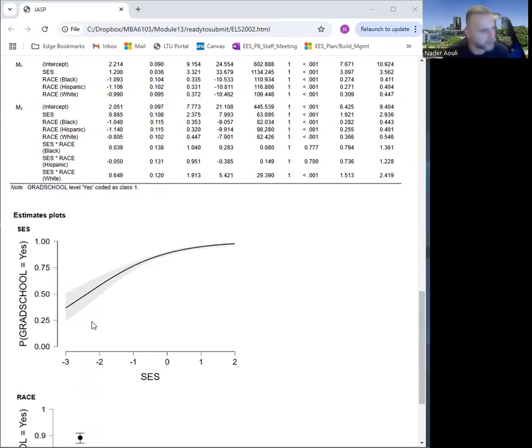Looking at the estimated plots, you can see the plot there. The x-axis is SAS, and the y-axis is graduate school equals yes. The plot shows the probability of attending grad school as a function of socioeconomic status. The curve of the plot is upward sloping. This indicates that as SAS increases, the probability of attending graduate school also increases. And the shaded area around the curve likely represents the confidence interval.